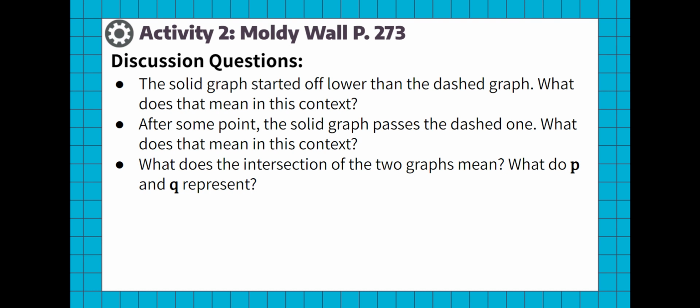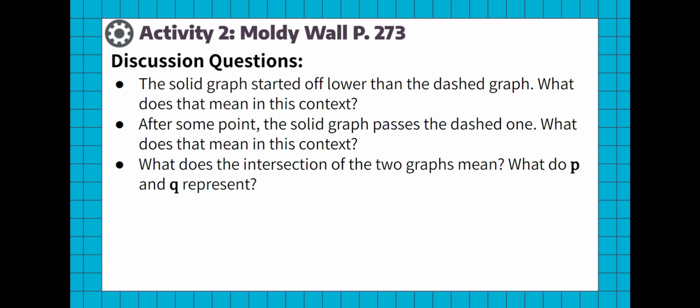The next question says, after some point, the solid graph passes the dashed one. What does that mean in this context? Think about what you would say to that. Okay, this one says the mold population that started out covering a greater area on the wall is surpassed by the other population, so it is growing at a slower rate after that point.